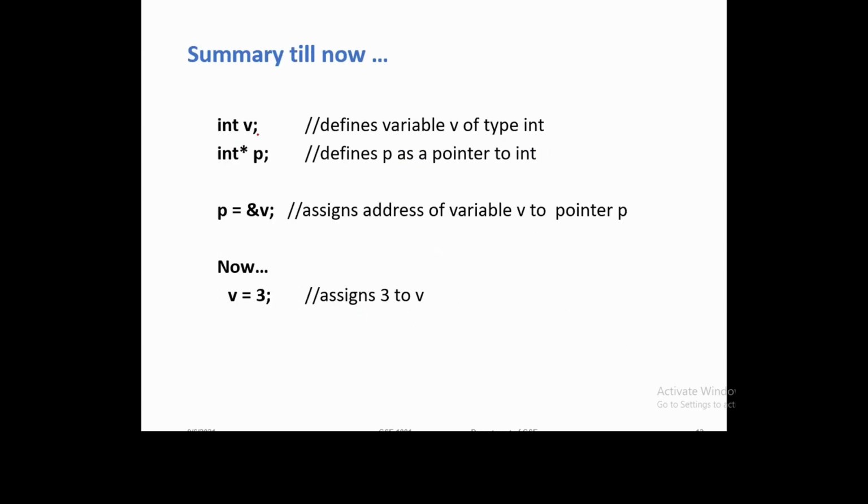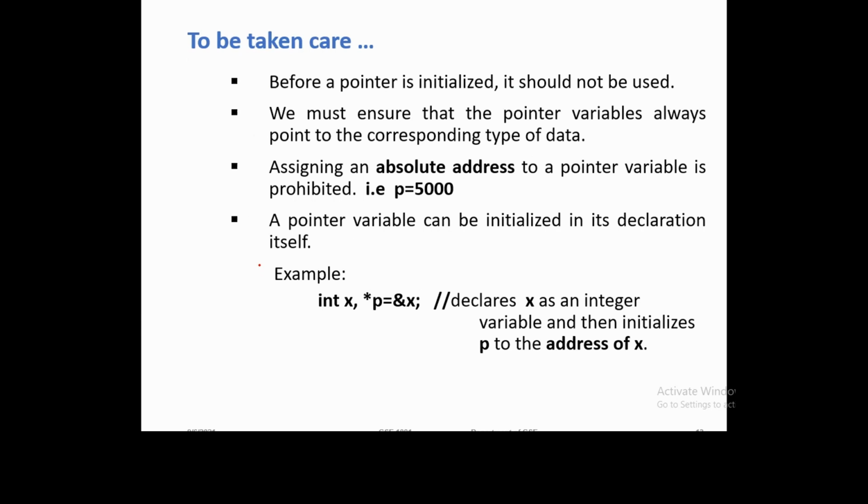So we can define a variable like this, we can define a pointer like this, we can assign the address. Now we can use the value of that particular variable like this, like we want to assign this variable v a value 3. And what if I don't want to use this name v, then we can use this pointer name for accessing the value at that location.